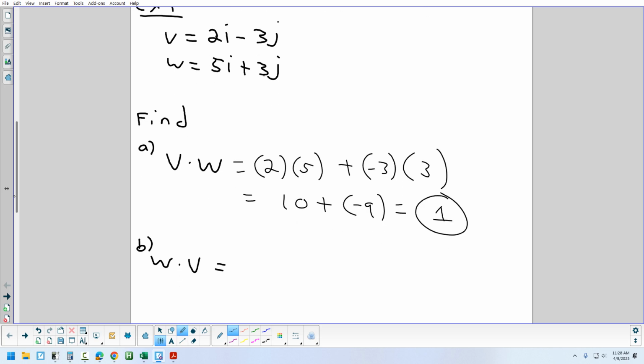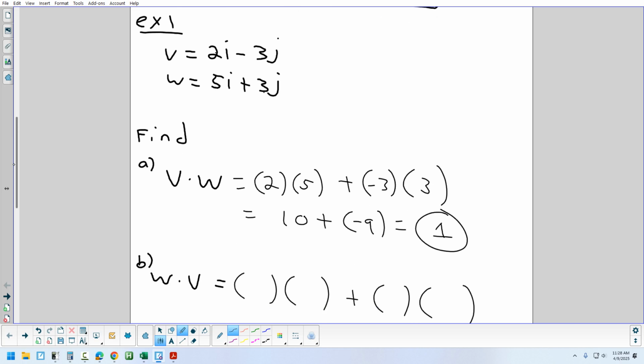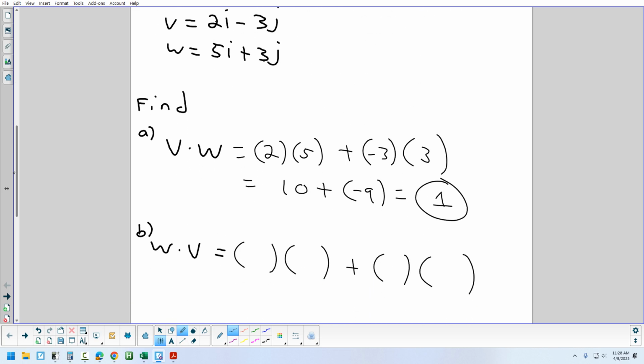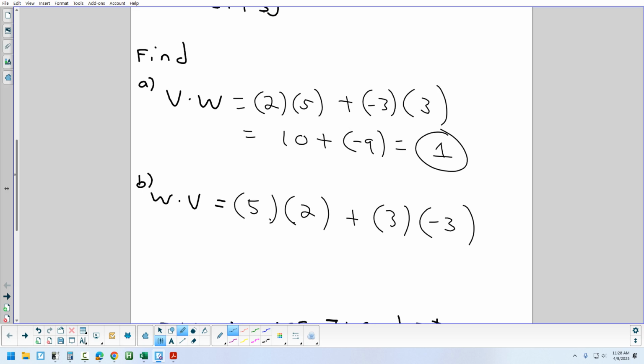Now let's try W dot V. Wouldn't it be the same? Well, let's write it out, and I want to make sure we follow the formula exactly, and then we'll see if it does come out the same. What would go in each parenthesis this time? 5 and then 2. And then 3 and -3. So what ends up happening is when you do W dot V, the order switches, but it still comes out the same.